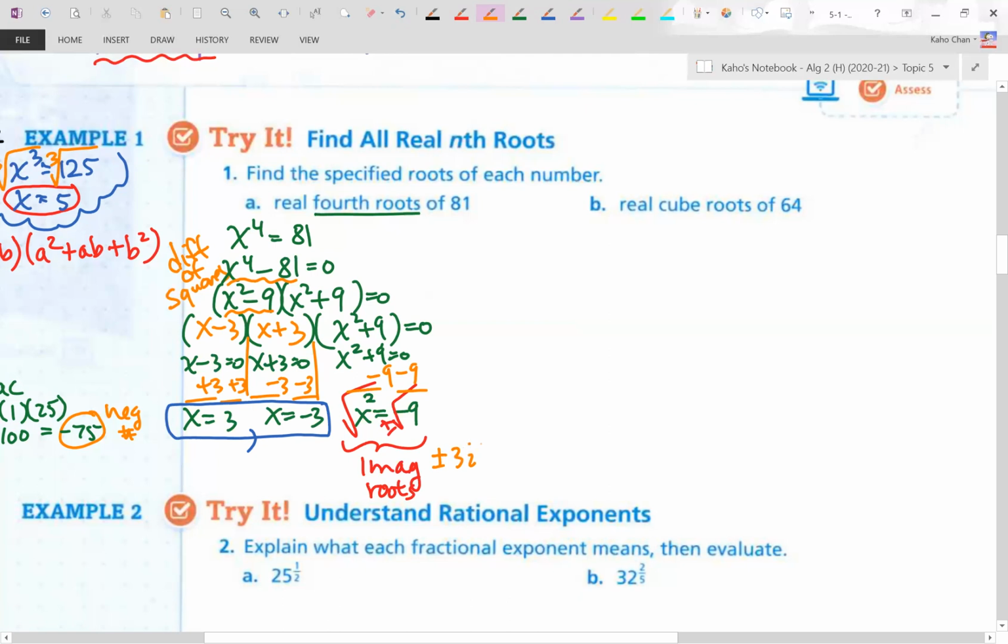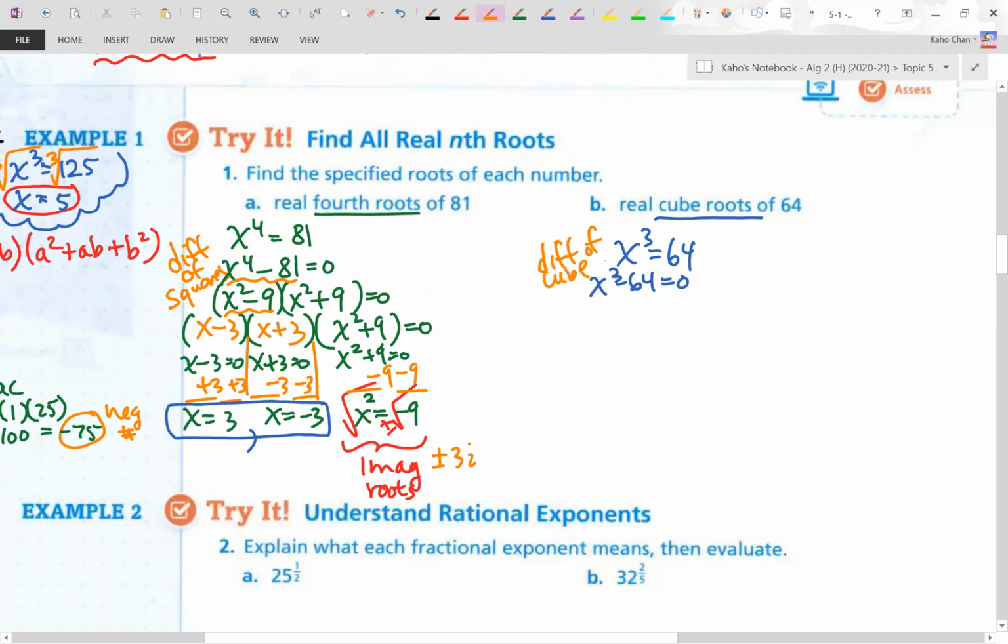So far, we've come across some interesting challenges when it comes to powers and factoring and solving. Let's try letter B here. Let's find real cube roots. X to the third equals 64. Subtract 64 from both sides. This is a difference of cubes.